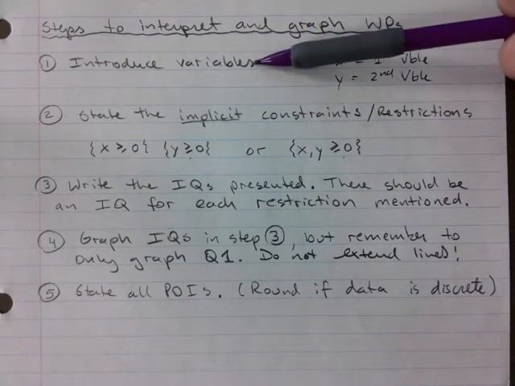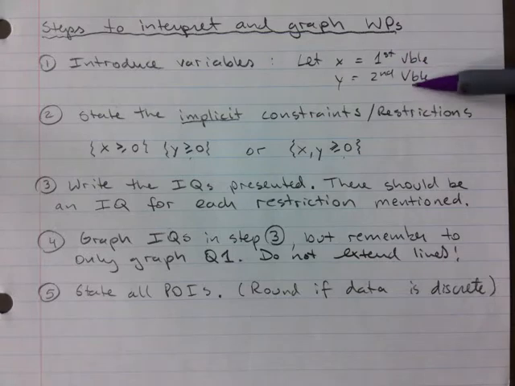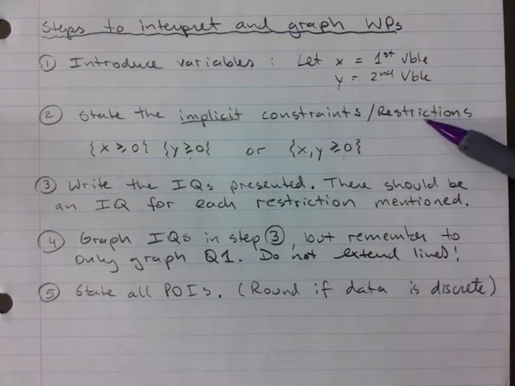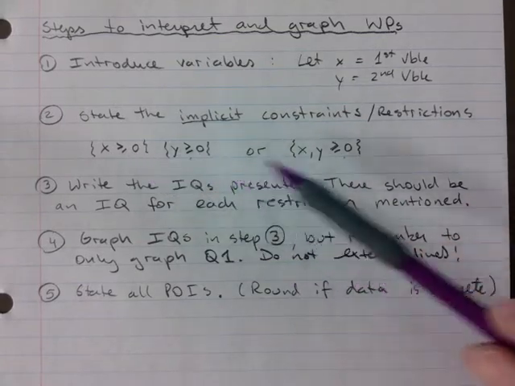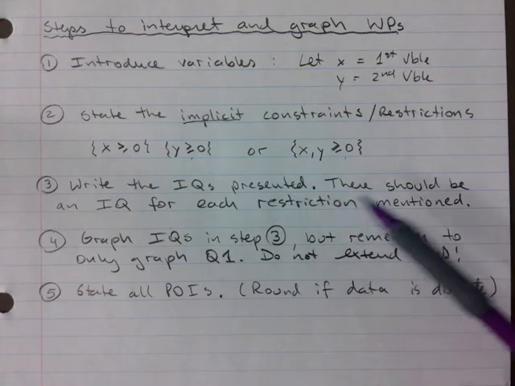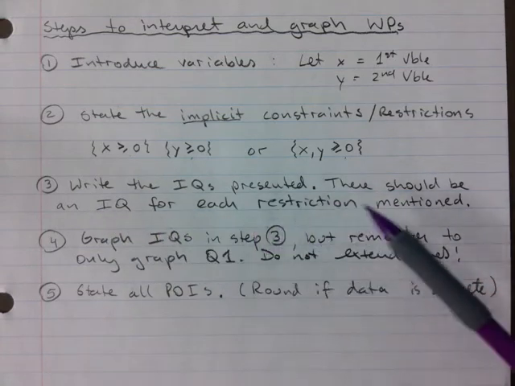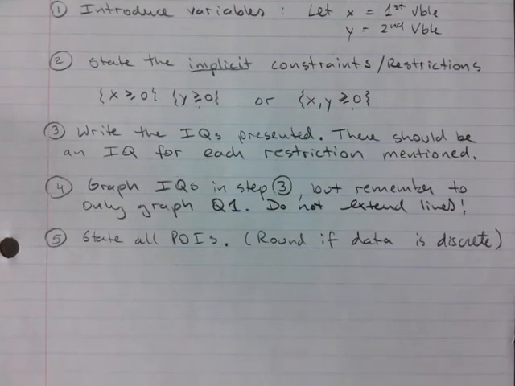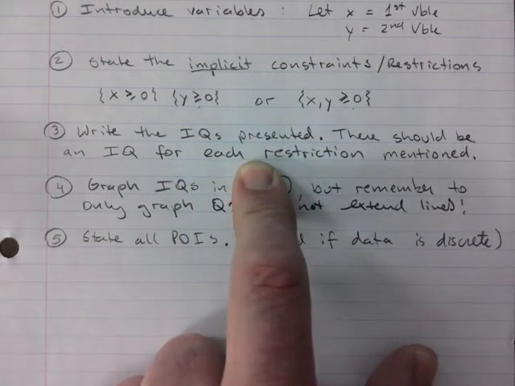So we introduce our variables, x and y, right, there'll be two variables. State the implicit constraints, restrictions. So you can state it in either way. Write the inequalities presented. There should be an inequality for each restriction mentioned. And I will show you how you can identify the restriction that is mentioned in the question.